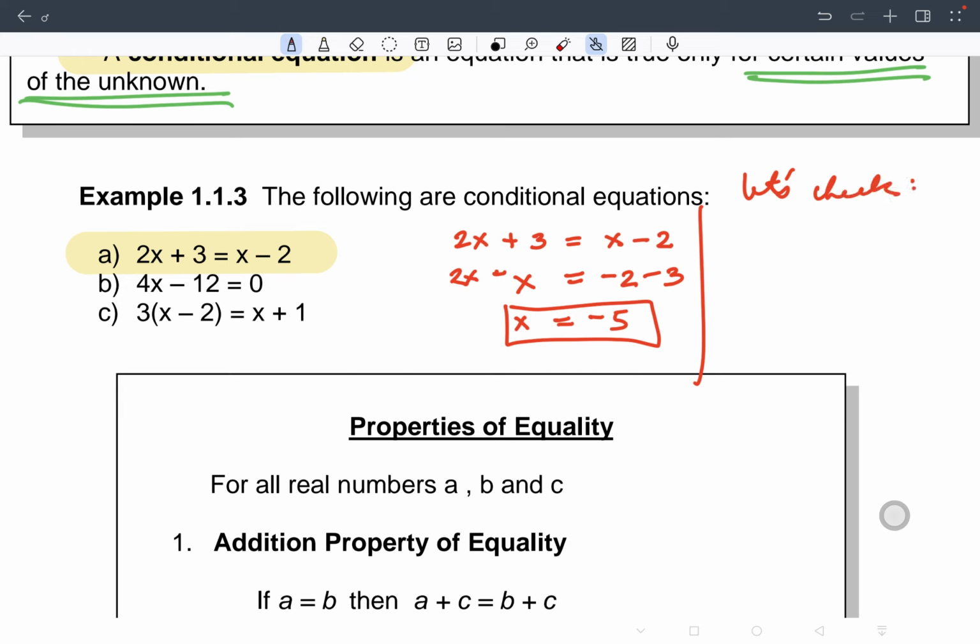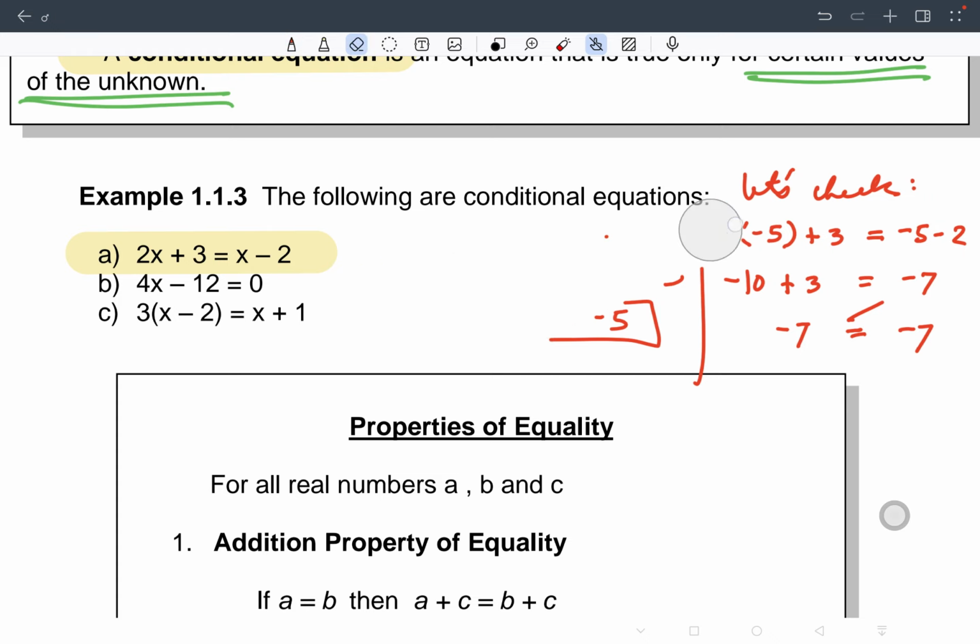Let's say 2x plus 3 is equal to x minus 2 and x is negative 5. 2 times negative 5 plus 3 is equal to negative 5 minus 2. This is negative 10 plus 3 equals negative 7. Negative 10 plus 3, negative 7. And the right side is also negative 7. Therefore, x equals negative 5 is the correct answer.